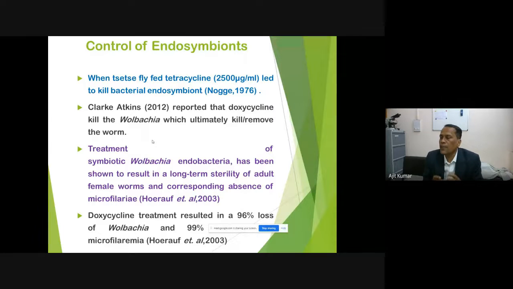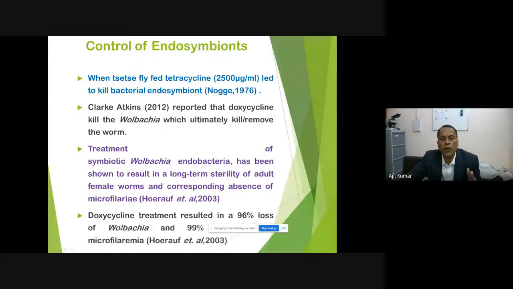By controlling Wolbachia bacteria with different chemicals like doxycycline and tetracycline, we can easily control the endosymbiont. This disrupts the endosymbiont found inside the parasite, so we can ultimately control the parasite. For example, doxycycline treatment gives 96% loss of Wolbachia and 99% loss of microfilaria. Microfilaria is the larval stage of various filarial worms. Inside the microfilaria, Wolbachia bacteria are found as endosymbiont. By using the doxycycline drug, we can kill the Wolbachia, which ultimately kills the microfilaria, because nutrition and various metabolism is disrupted by killing the Wolbachia.